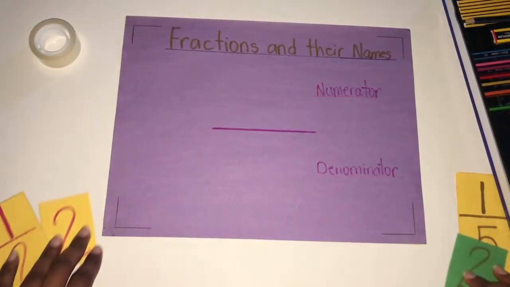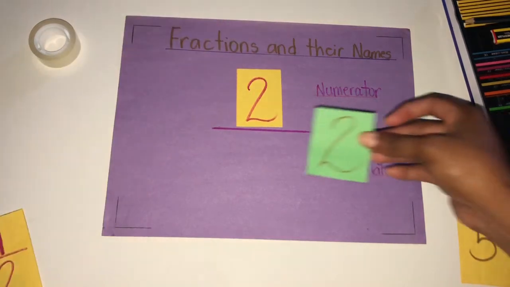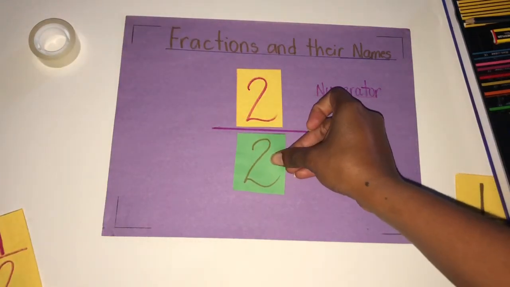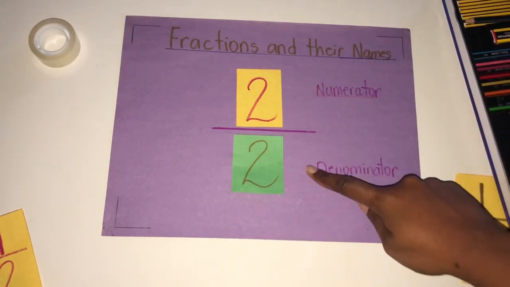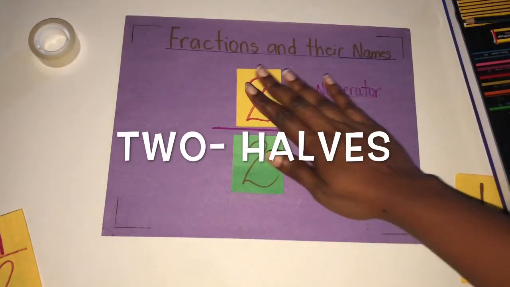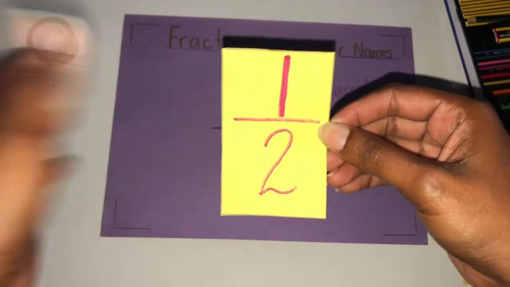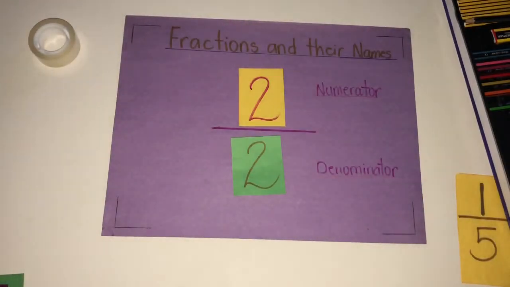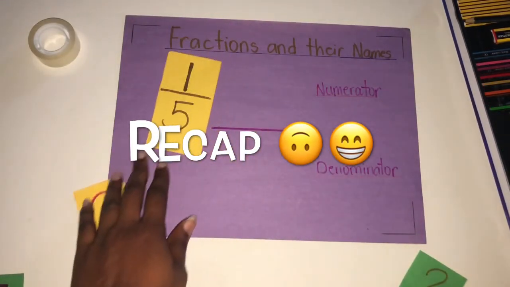Now what if the numerator was 2 and the denominator was also 2? This is now plural. So what we have to say is two halves. Right? 1 out of 2, singular. 2 out of 2, plural. Let's do a quick recap.